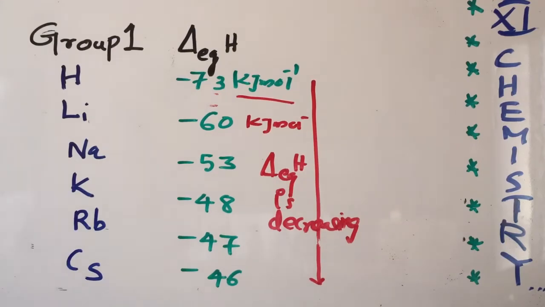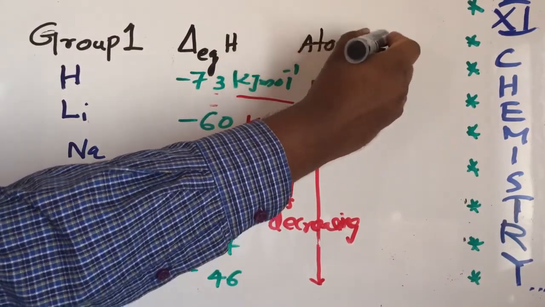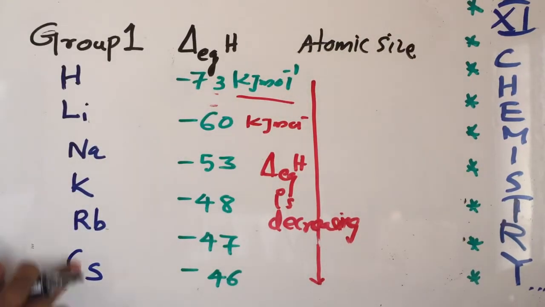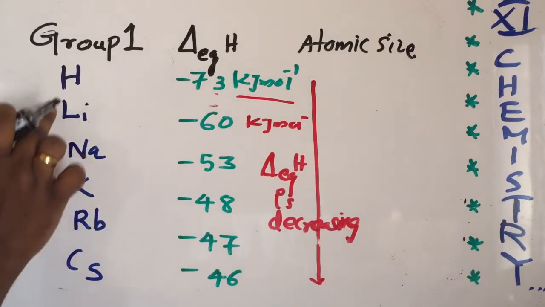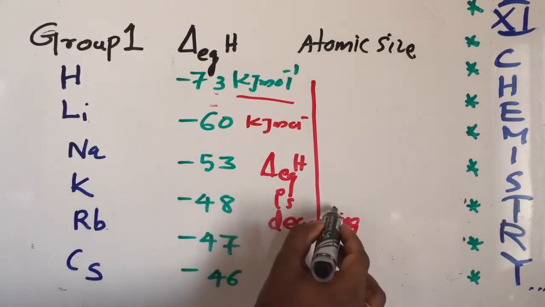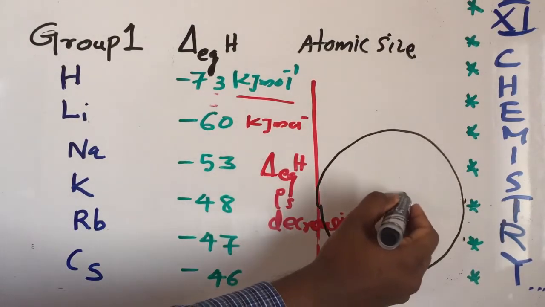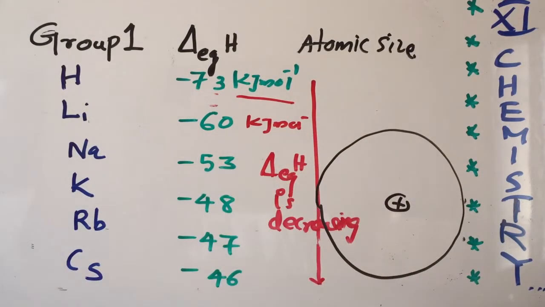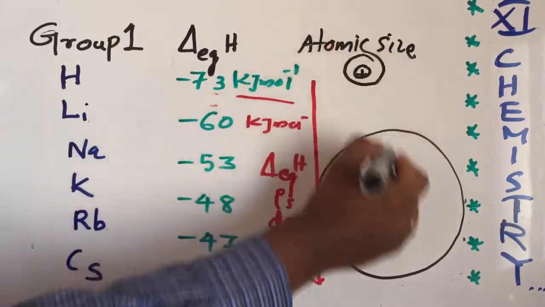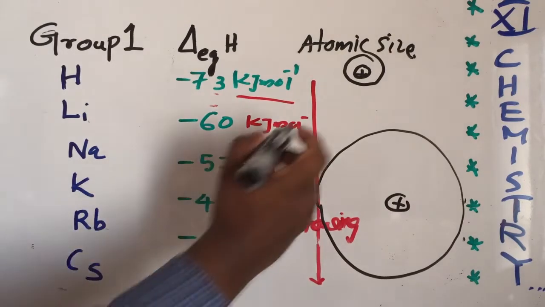It is related to atomic size. The answer is related to atomic size. What about the atomic size of cesium compared to other elements? Compared to other elements of this group, the size of cesium is very large. Suppose this is the size of cesium, and the size of hydrogen is very small compared to cesium.